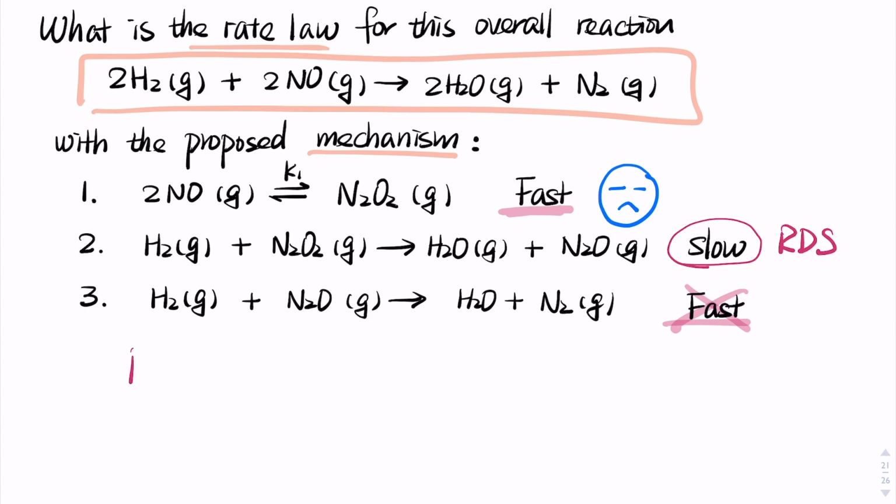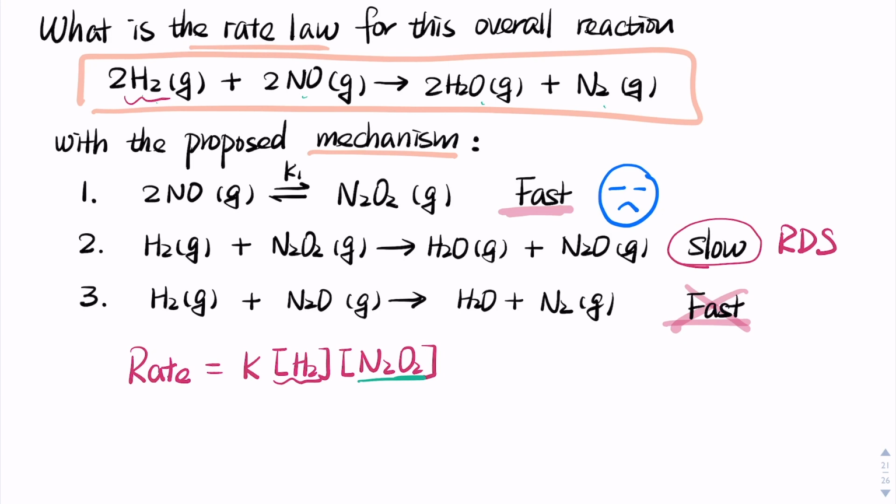The rate for the slow step will equal k times the concentration of H2 times the concentration of N2O2. You ask, why can't we just stop here and use this as the rate law of our overall reaction? If you look at the overall reaction, we have H2, that's fine, but look at this N2O2. Is it even inside the overall reaction? No, it's not.